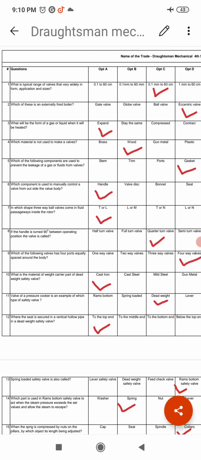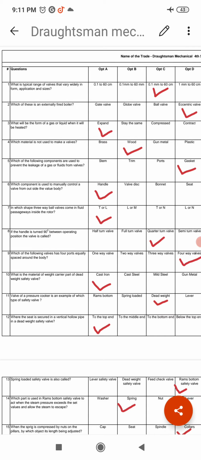Next, what will be the form of gas or liquid when it is heated? It expands. Option A. Next, which material is not used to make valves? Wood. Option B. Next question, which of the following components is used to prevent the leakage of a gas or fluid from valves? Answer is gasket. Option D.